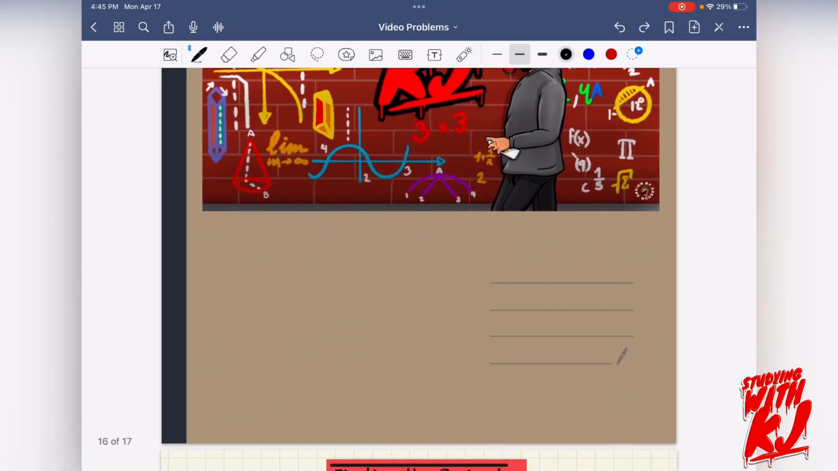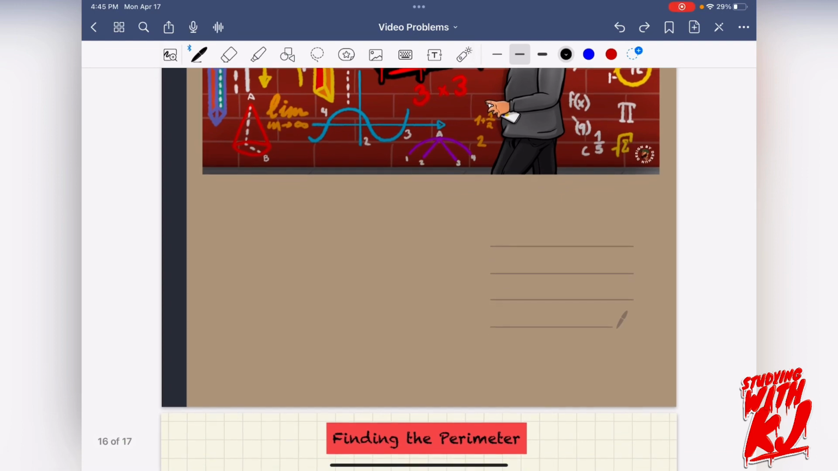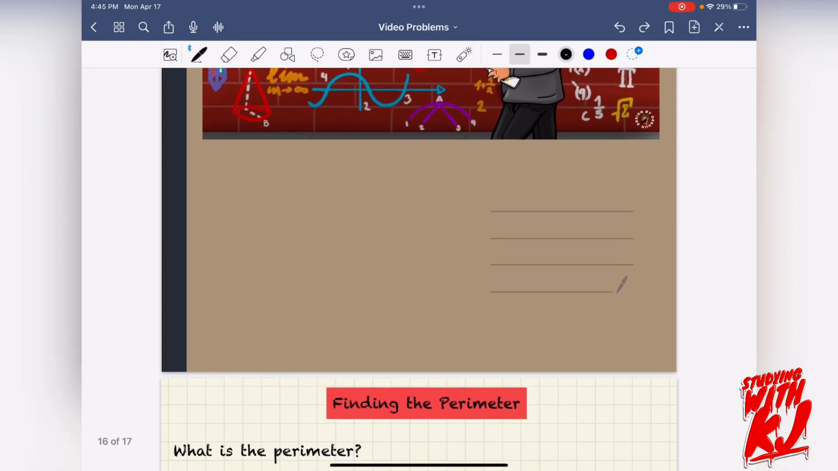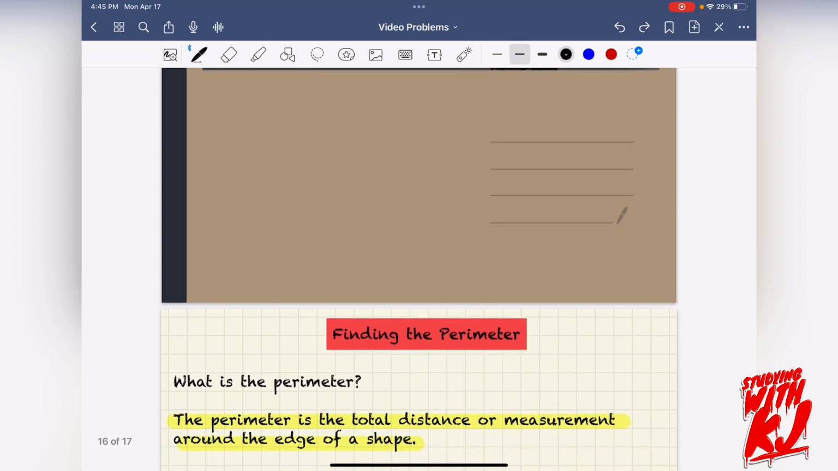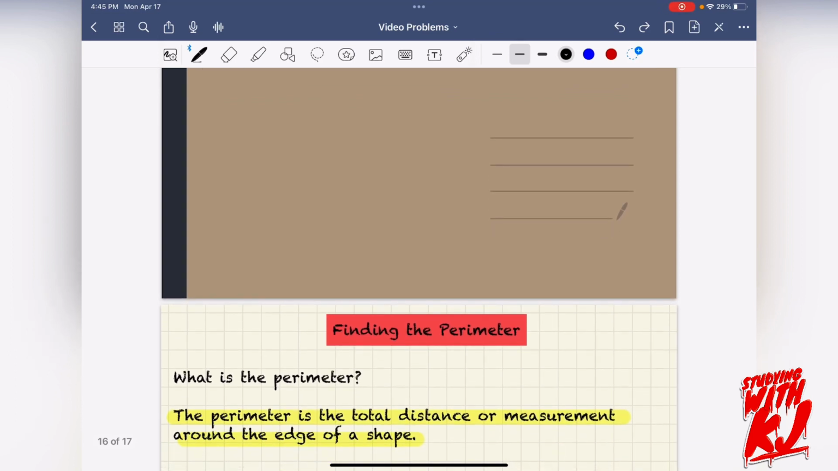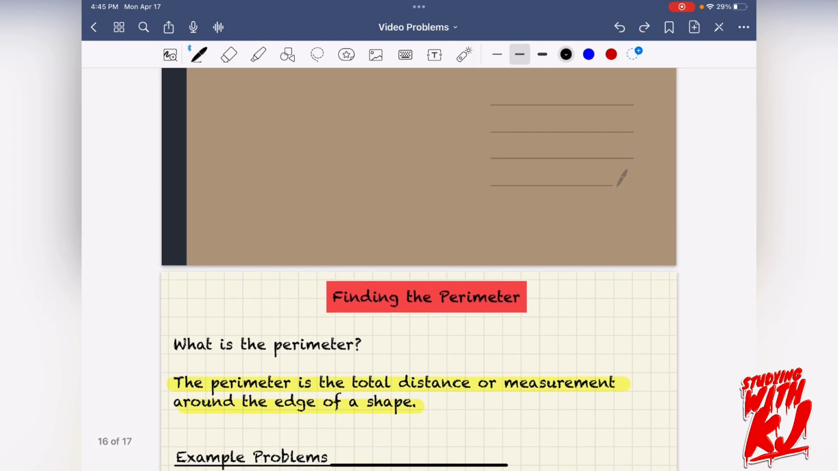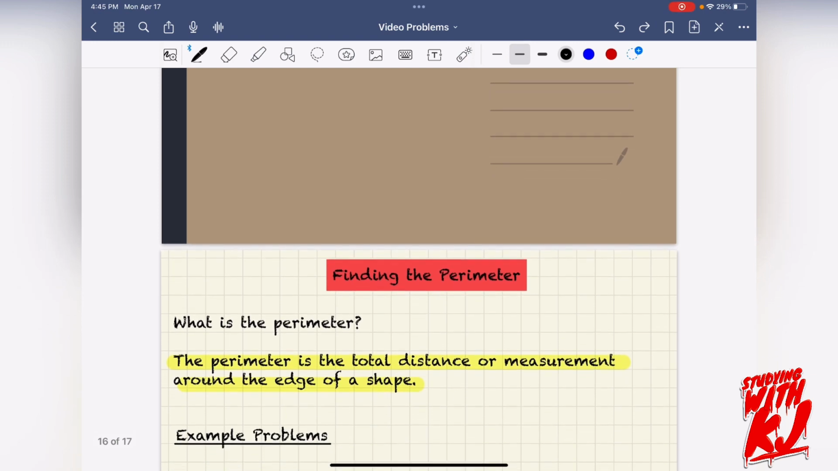Today, we'll be going over finding the perimeter. Now, before we get into solving some example problems, we must first know the definition of perimeter. And I have that definition written here. So, the perimeter is the total distance or measurement around the edge of a shape. Pretty straightforward, right? So now that we know the definition, we get into solving our example problems.